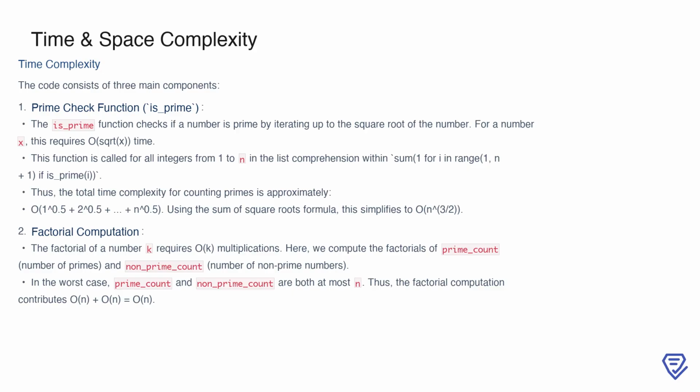Next, we have the factorial computation. To calculate the factorial of a number k, we require k multiplications. In this solution, we compute the factorials of prime_count and non_prime_count, where both counts are at most n. Therefore, the factorial computation contributes O(n) for each, resulting in an overall O(n) time for this part. Combined so far, the prime counting dominates, but we will finalize the analysis as we add the last component.